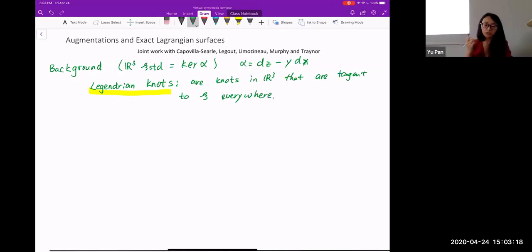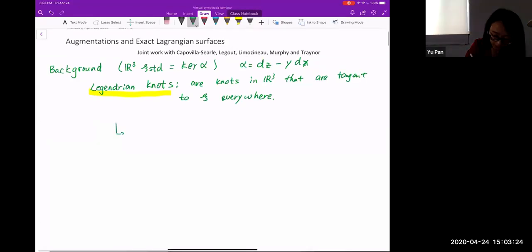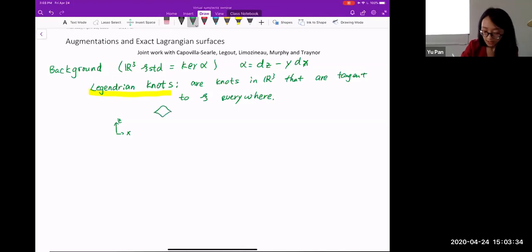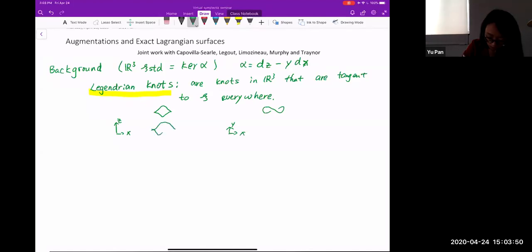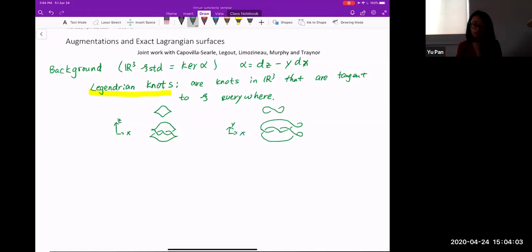All right, there are two projections of the Legendrian knot that are very useful. One of them is to project it from R3 to the XZ plane. This is called the front projection. An example is this. And another one is a projection to the XY plane. This is called the Lagrangian projection. So the example I drew here is for the unknot. I will draw another example, which is the trefoil.